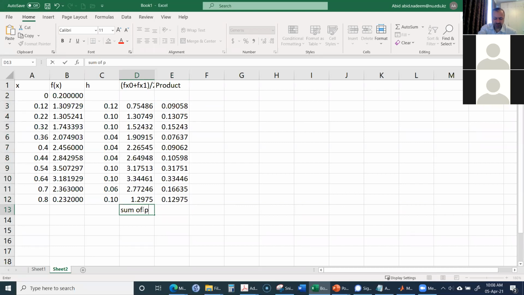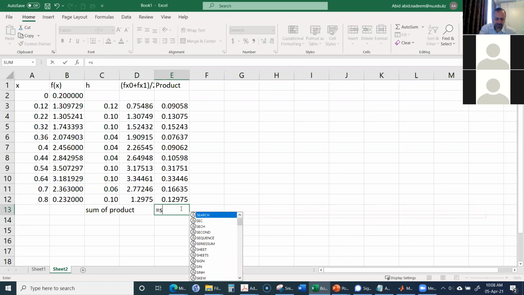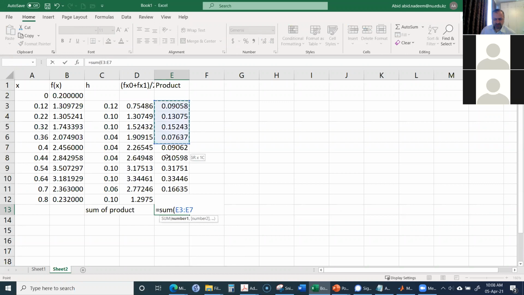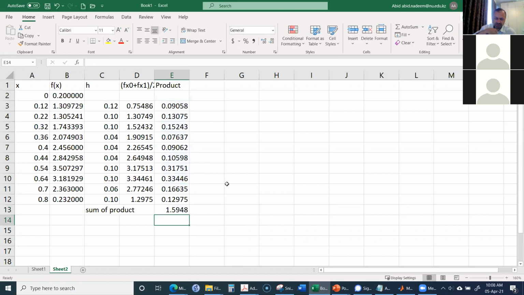Okay, sum of product, that is, the sum of the product will be equal to the sum. Okay, or we can use the auto sum here. So we get 1.5948, the answer.